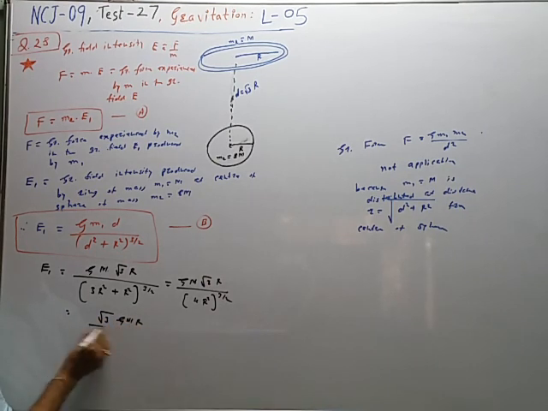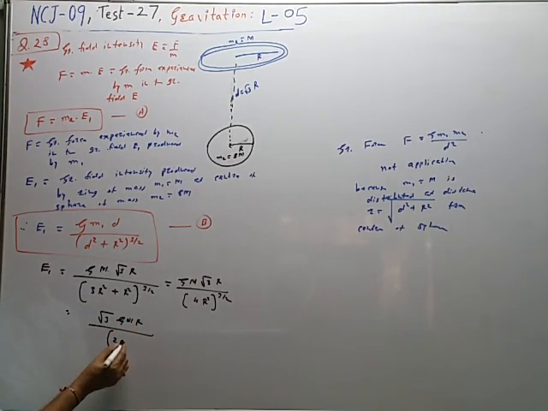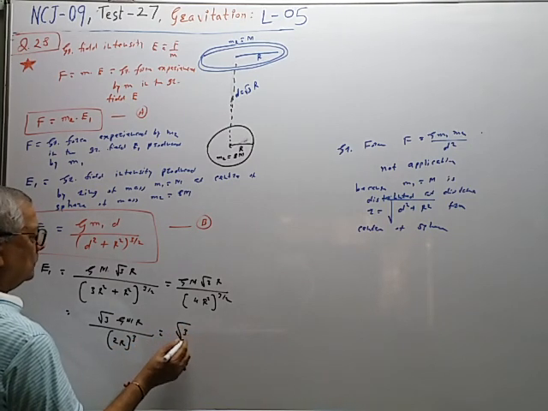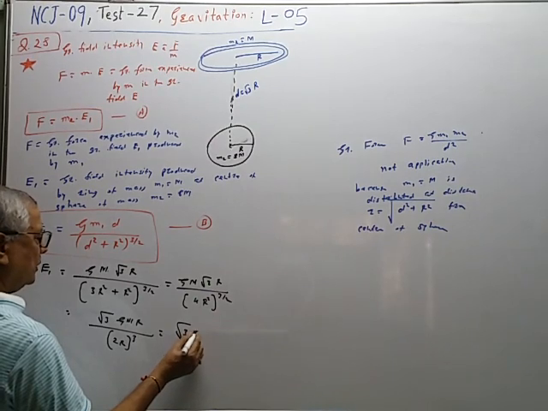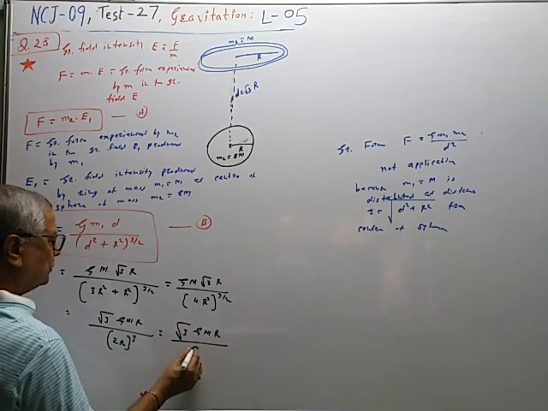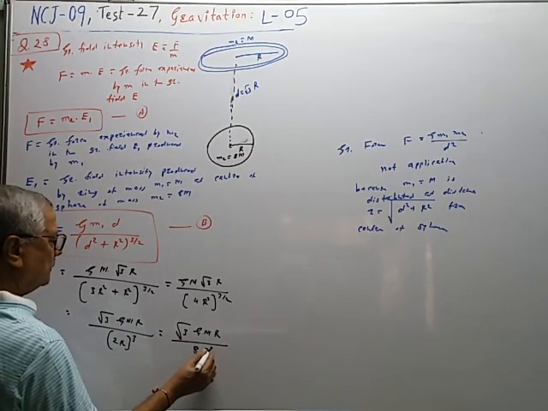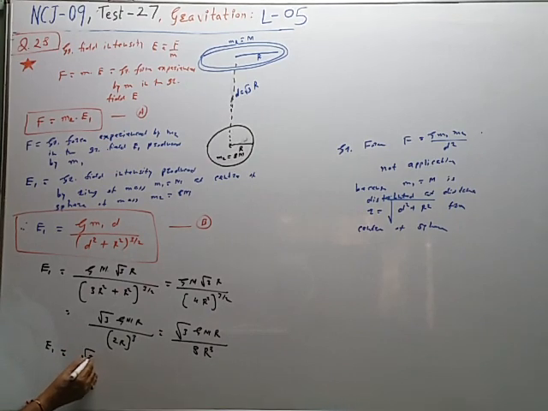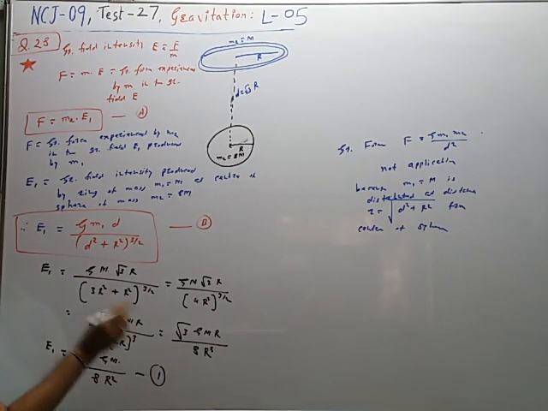So this is equal to root 3 G capital M upon R, and this is equal to, first if we take the root of 4R square, it becomes 2R. 2R bracket raised to 3. So this is equal to root 3 into G into capital M upon R divided by 2R cube, that is equal to 8R cube. 1R will get cancelled. So gravitational field intensity E1 is equal to root 3 G M upon 8R square. So this is equation 1.